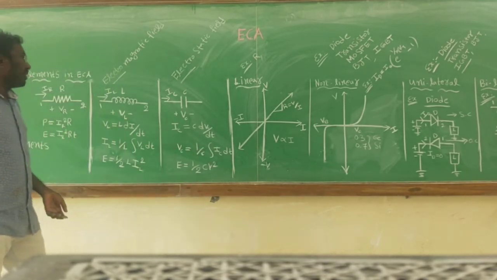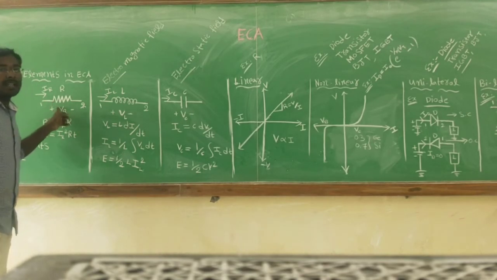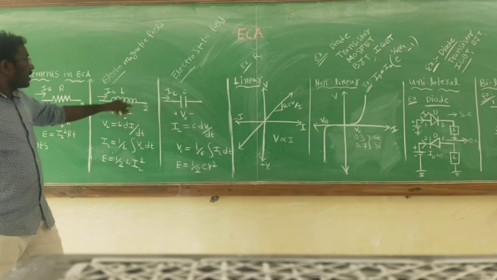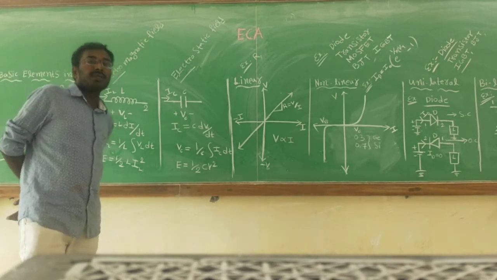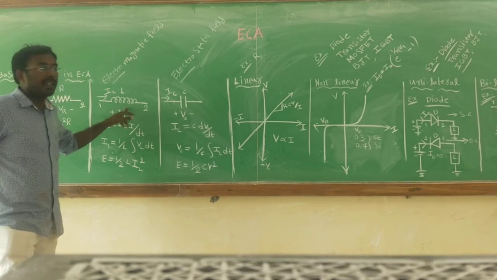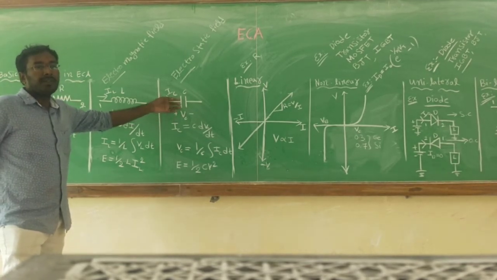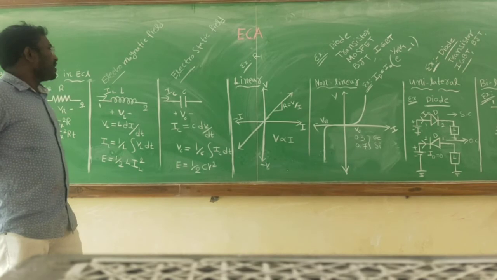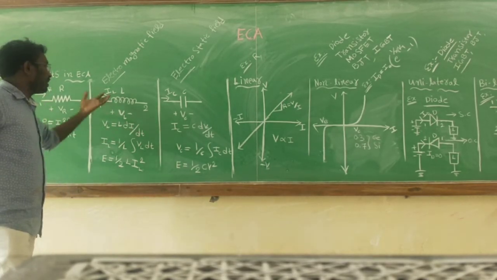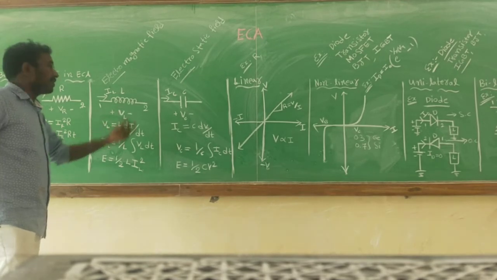That means only the resistor is not a storage device. Resistor is not a storage device, but inductor and capacitor are both storage devices. Inductor stores the energy in the form of magnetic field, and capacitor stores it in the form of static field. So this is the simple concept, and there are different formulas for different elements, R, L and C elements.